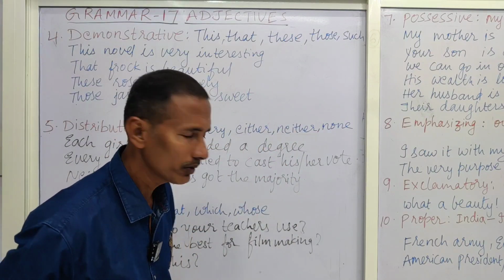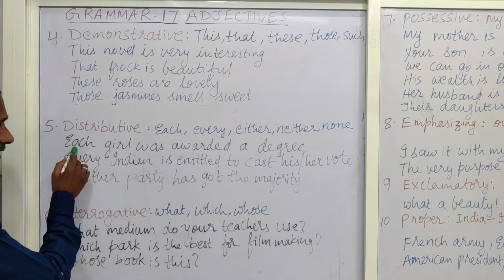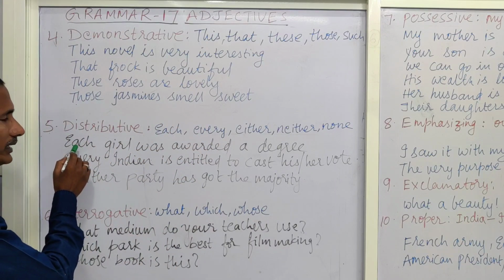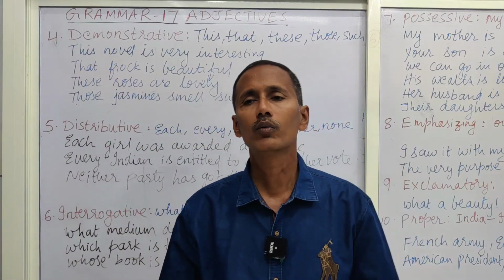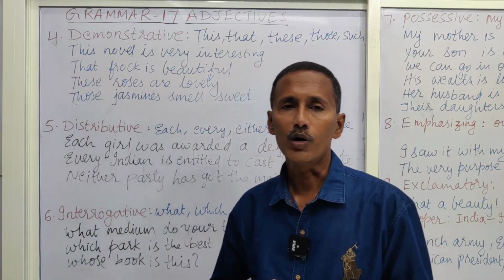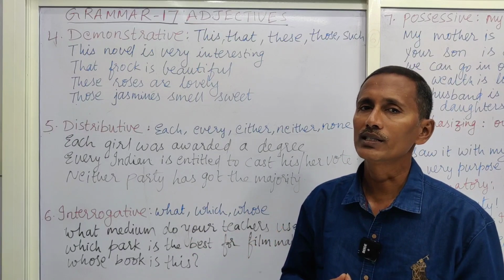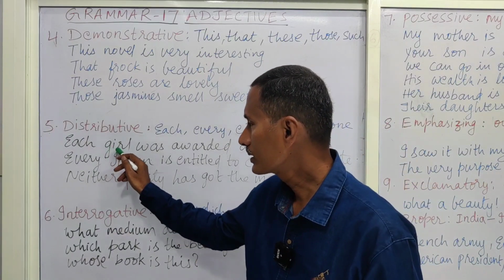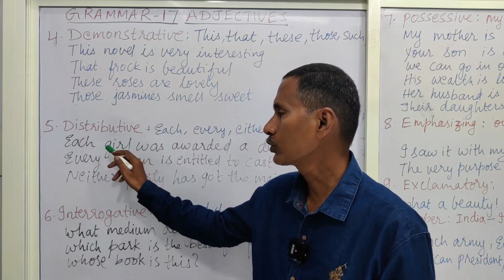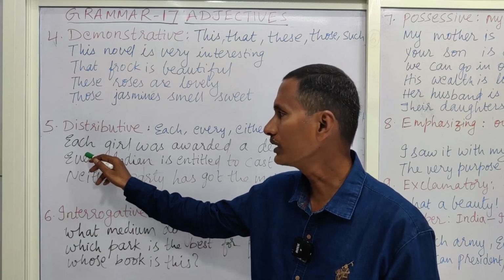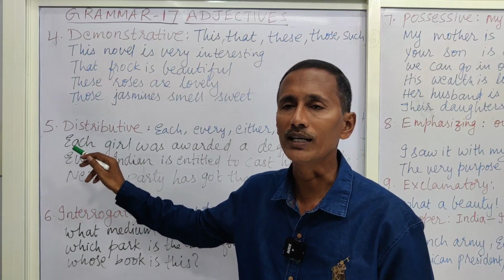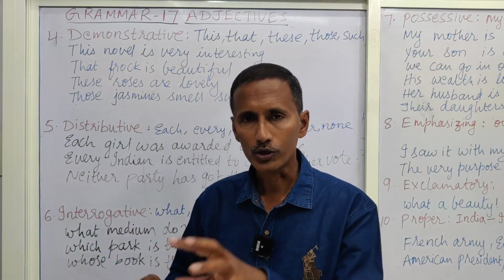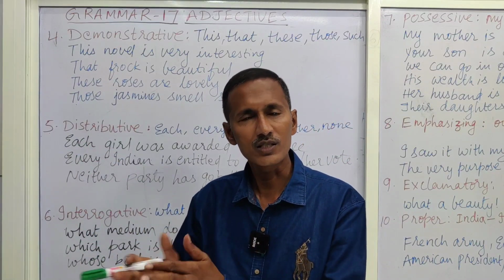In a sentence like, each girl was awarded a degree, each girl was awarded a diploma, each girl was awarded a certificate, the noun girl is qualified or modified by the word each, which is called a distributive adjective. Out of a number, we are pointing out in a specific manner.